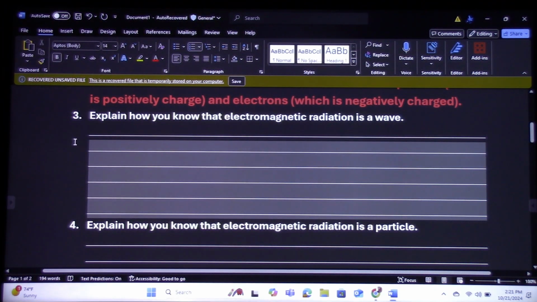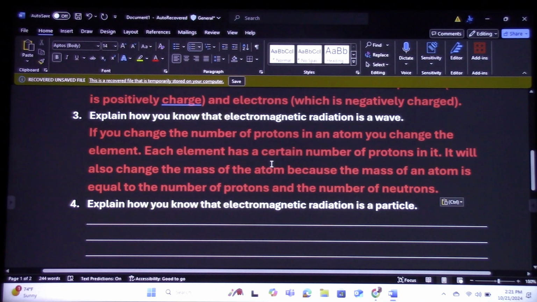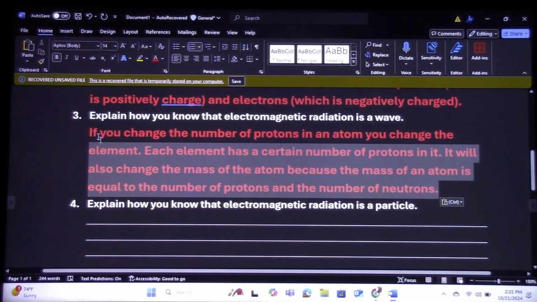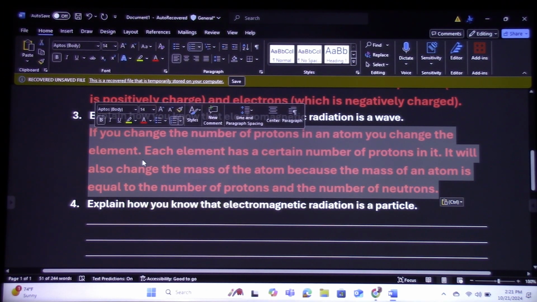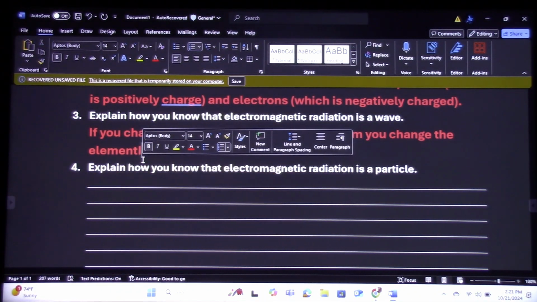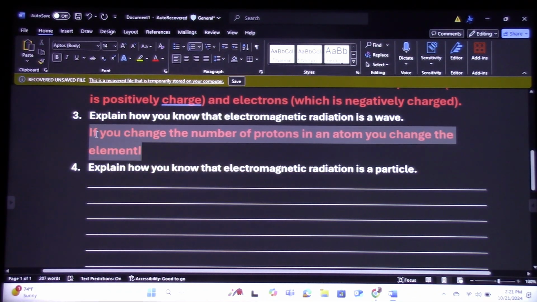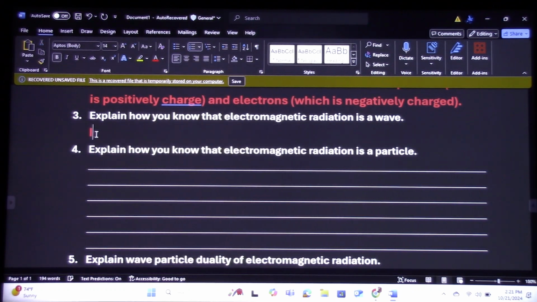So let's look at this one. Number 3 that I gave you is: explain how you know that electromagnetic radiation is a wave. So what proved that electromagnetic radiation is a wave?